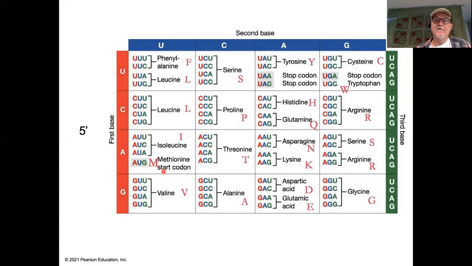But the very first methionine in a sequence is the start. Translation always starts at a methionine. And there is a methionine which is marked as being the very first one. And it's at that point that translation begins.